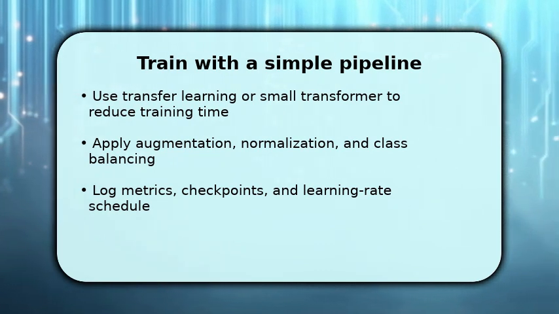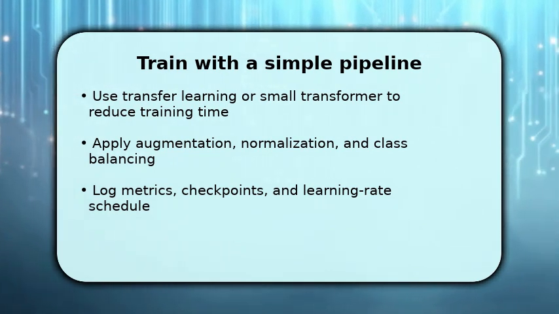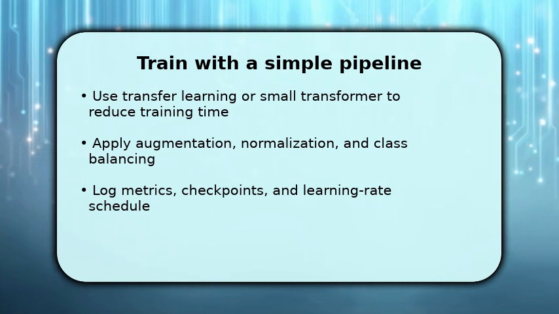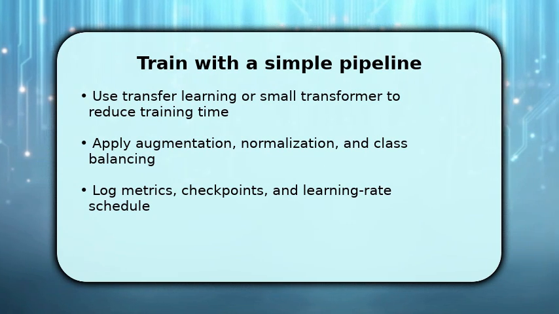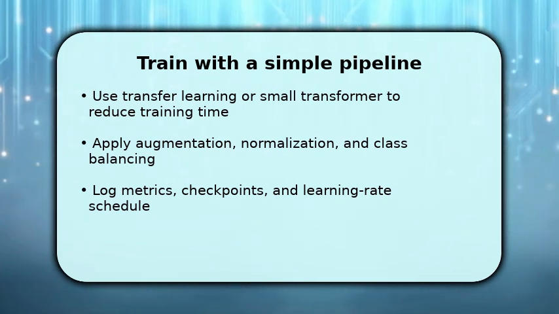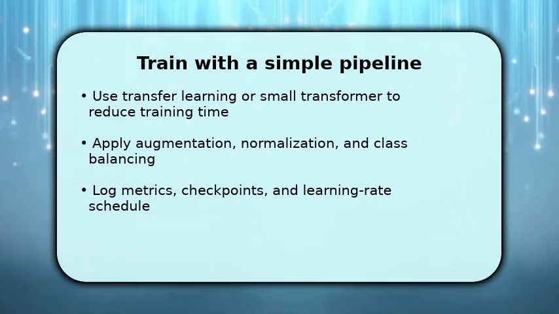Early stopping prevents overfitting. Once training starts, save checkpoints and keep a consistent metric log so you can compare runs. If performance stalls, adjust batch size or learning rate. Small changes often yield big gains.